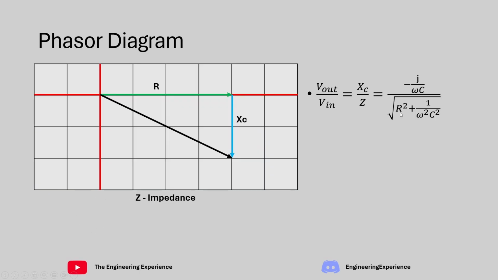What I've got over here now is I've replaced the bottom with the total impedance that I got from this hypotenuse, which is the square root of R squared plus minus j squared, which goes to 1, over omega squared C squared. And on the top, we have the impedance of the capacitor, which is minus j over omega C. This is just showing the equation again from the last slide with the Z replaced.